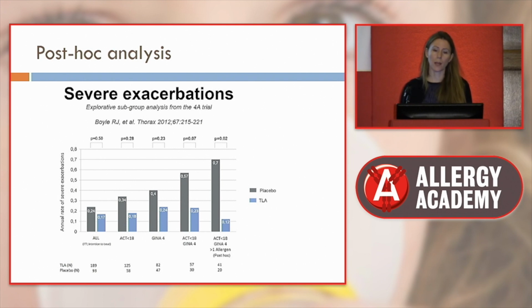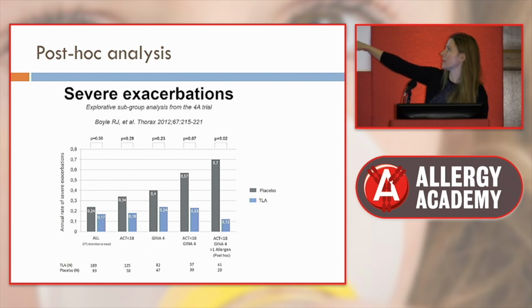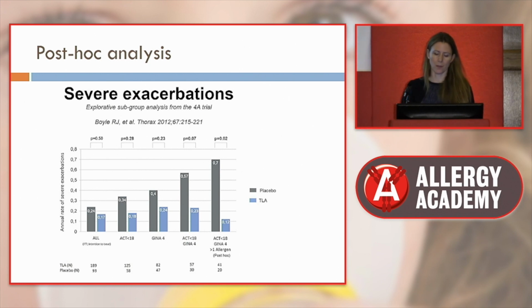If you had a reduction in your asthma control test, so less than 18, which Rosa just mentioned now, is indicative of severe asthma, then there was a slight difference in the two groups. But just going along the GINA step 4, so the more severe asthmatics, then combining ACT and GINA, and then combining ACT, GINA, and more than one allergen, you can see here, did show a significant result. So if you do have aeroallergen sensitivity and you have severe asthma, then even in Bob Boyle's study, there was a reduction in severe exacerbations, although I note this is a post-hoc analysis.